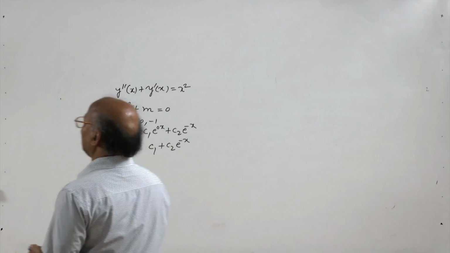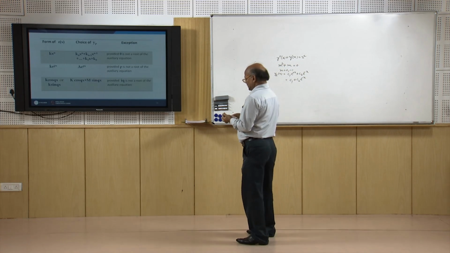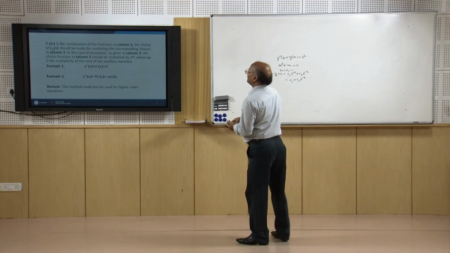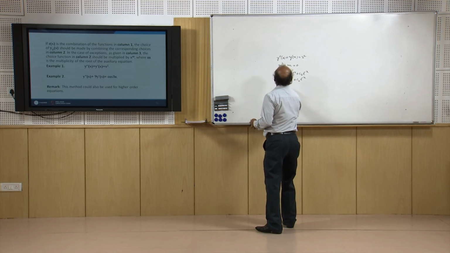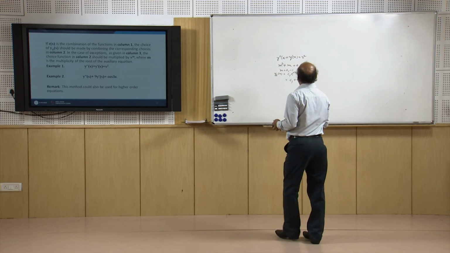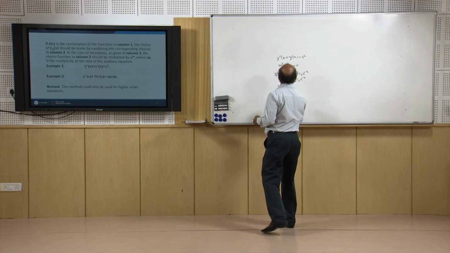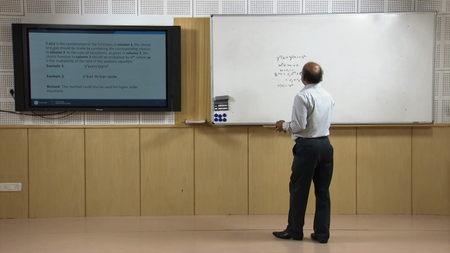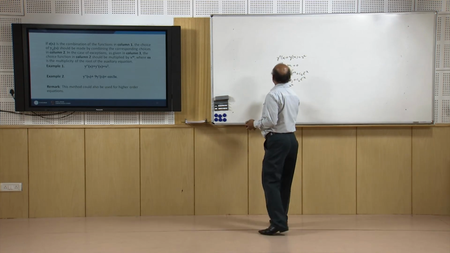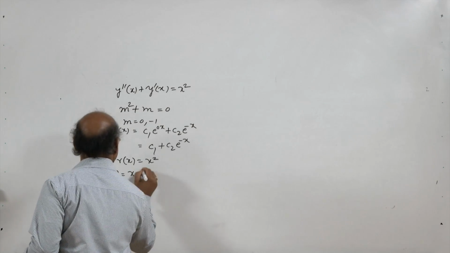0 is a root of the auxiliary equation, so this is an exceptional case. And 0 occurs once, and therefore we have to multiply by x. So the yp(x), because Rx is given to be x square here, the natural choice of yp(x) should have been ax square plus bx plus c, but in this exceptional case we will multiply ax square plus bx plus c by x.